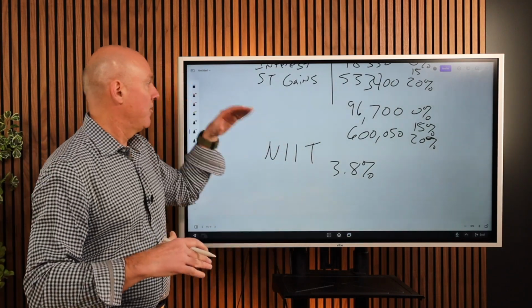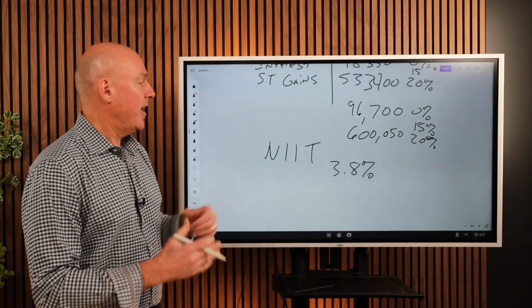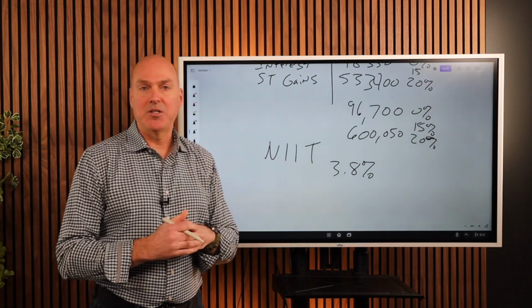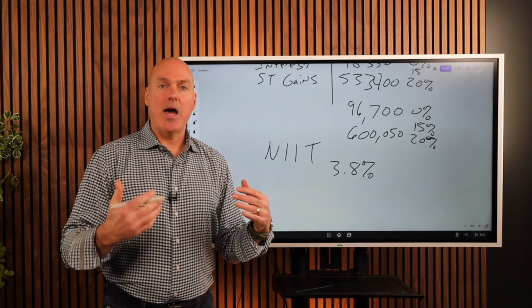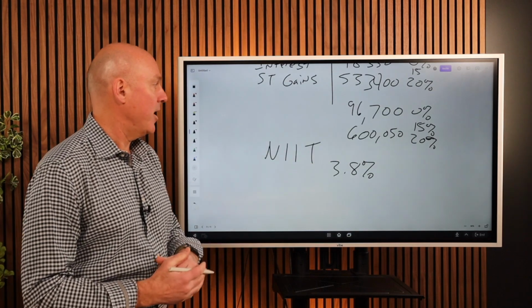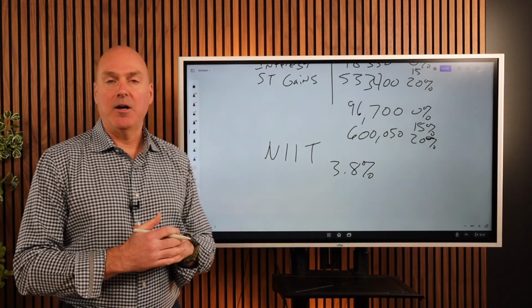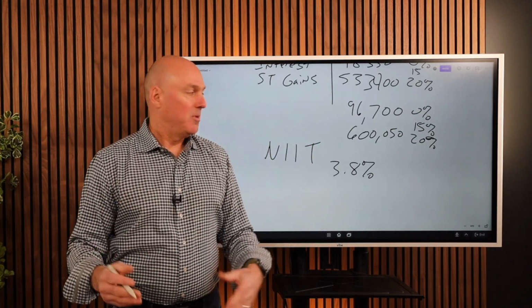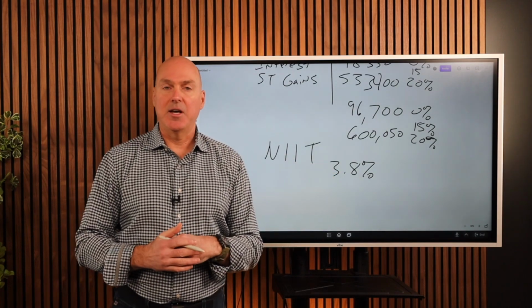So if you were paying 37% on that at the top tax bracket, you would actually pay 40.8%, because that 3.8% is going to get added on top of that. Or if you were in a high tax bracket and you were at the 20% long-term capital gains tax rate, you would actually pay 23.8% on that.